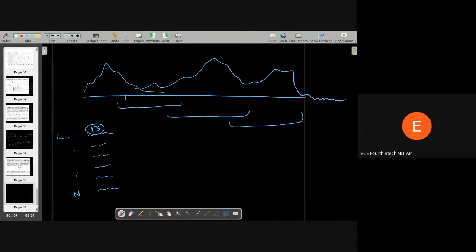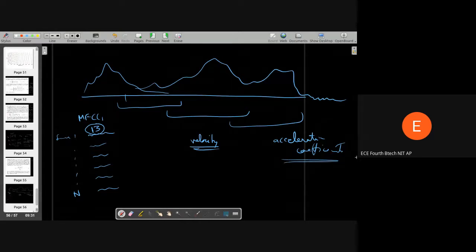So what we do is, apart from the MFCCs, we go for what are called velocity and acceleration coefficients. What is the velocity coefficient? You have this C0 to C12, and we'll take the forward or backward difference or both, to see how it is changing. So what we do is this.